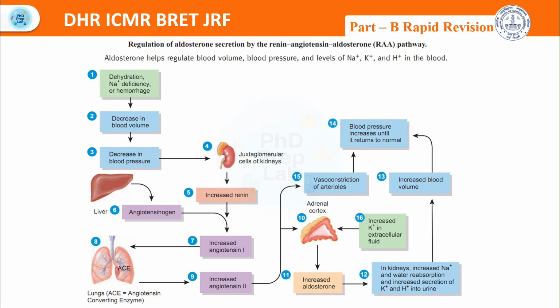and there is angiotensinogen conversion. Renin converts the angiotensinogen from the liver to angiotensin 1. This angiotensin 1 is converted to angiotensin 2 by the action of ACE, which happens mainly in the lungs. This angiotensin 2 leads to vasoconstriction, which leads to increased blood pressure. The blood pressure then goes back to normal. It also stimulates aldosterone secretion from the adrenal cortex. Sodium and water retention occurs, which increases the blood volume.